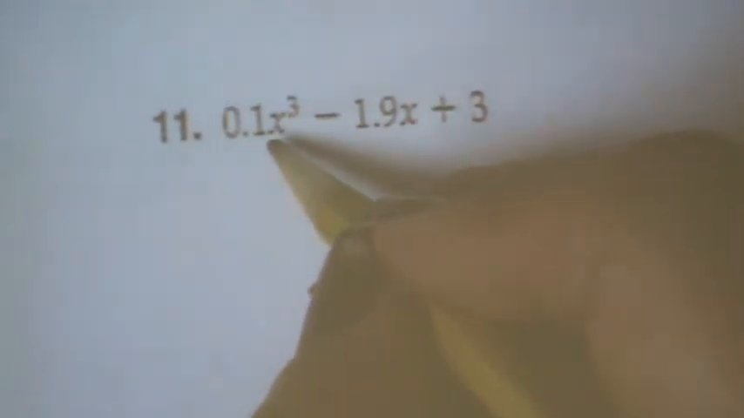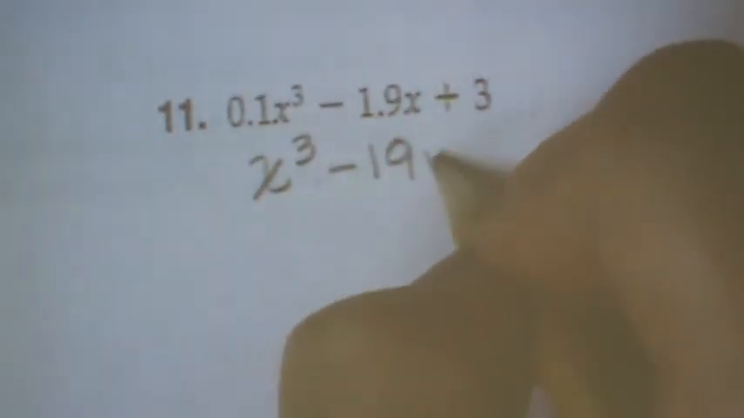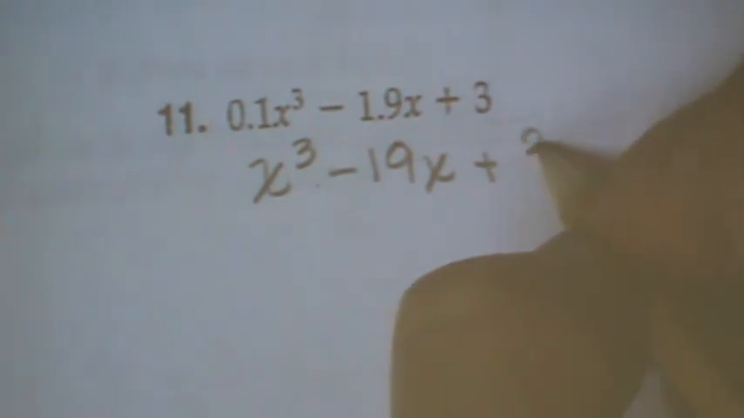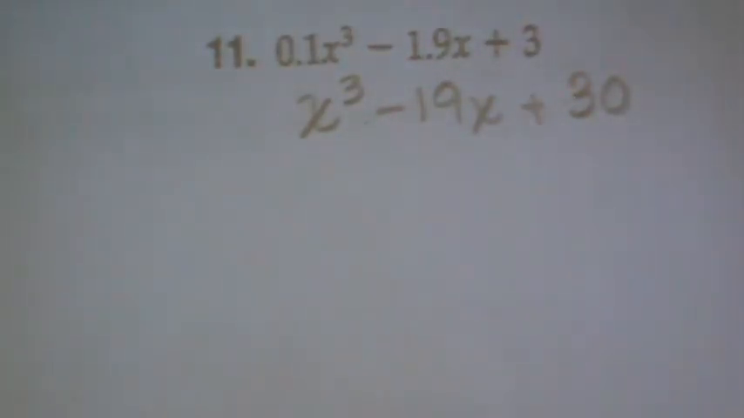Same with number 11. You do not want decimals for coefficients. How can I get rid of all the decimals here? What would I multiply this whole thing by? 10. 10, or move the decimal one place over. So it'd be x cubed minus 19x plus 30. So your p-value's 30 and your q-value's 1.